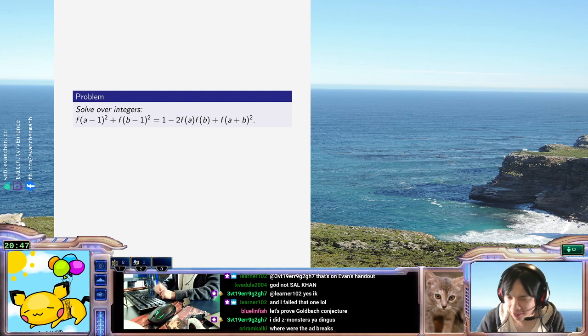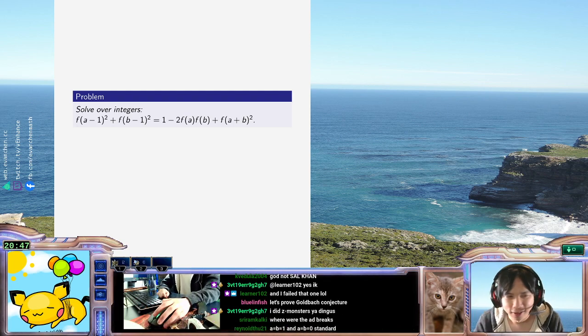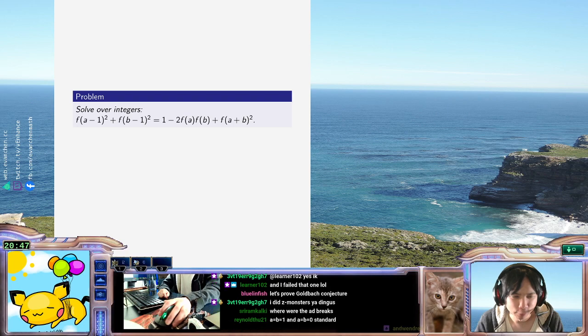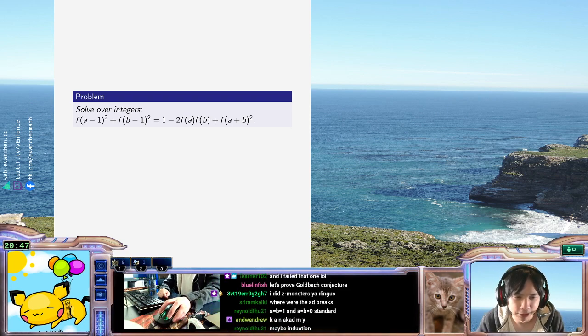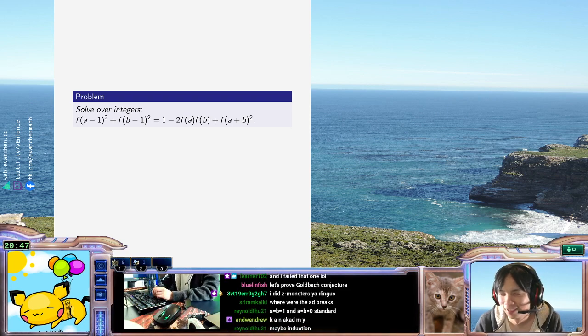Yeah, something. I don't know. All right. I'm not gonna bother reading this problem aloud because it doesn't even help if I do. So just read the equation. I don't know. Okay, let's get started.